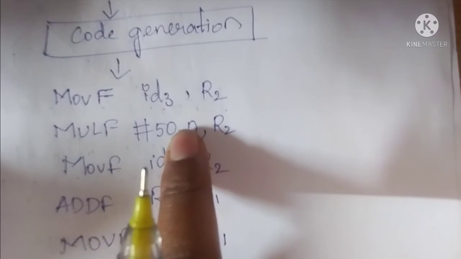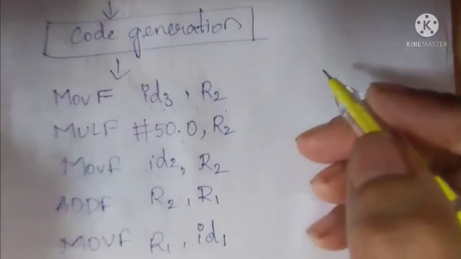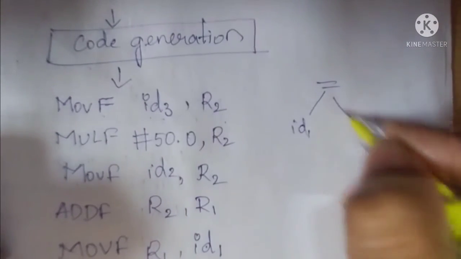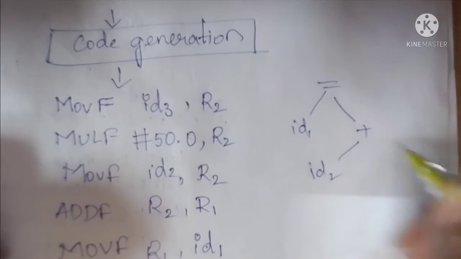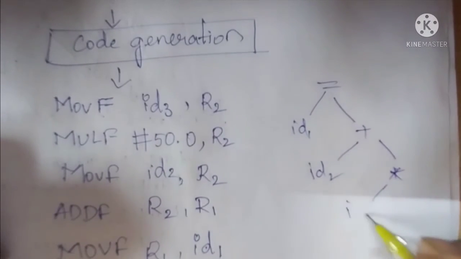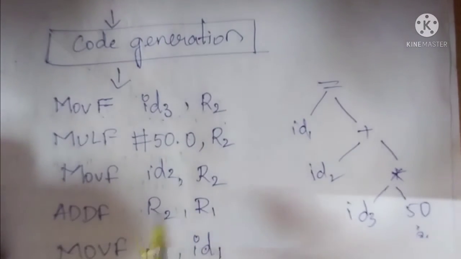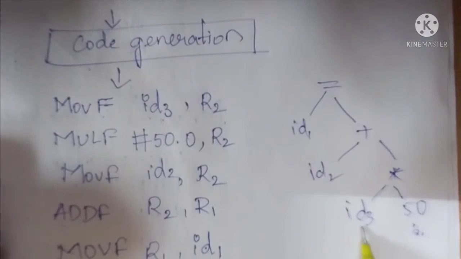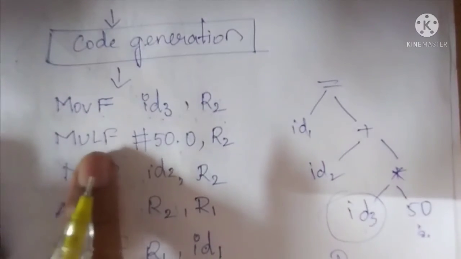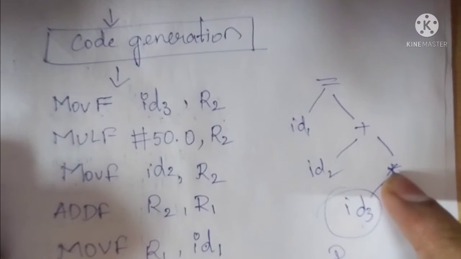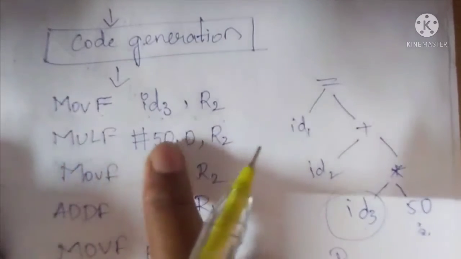What is the code for us? See here, I'll write here: id1 plus id2 into id3 50. This is our parse tree. For this parse tree we are writing this. First id3 will be stored in R2. Okay, first id3 will be stored in the R2 register. Then MUL is nothing but multiply. For these two we have to write the multiplication. So that's why I am writing here multiply 50 in R2.